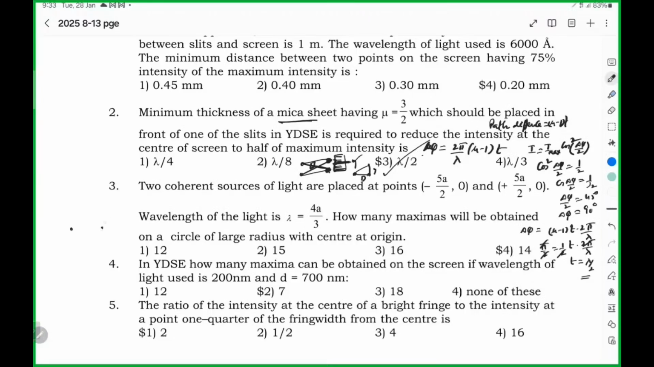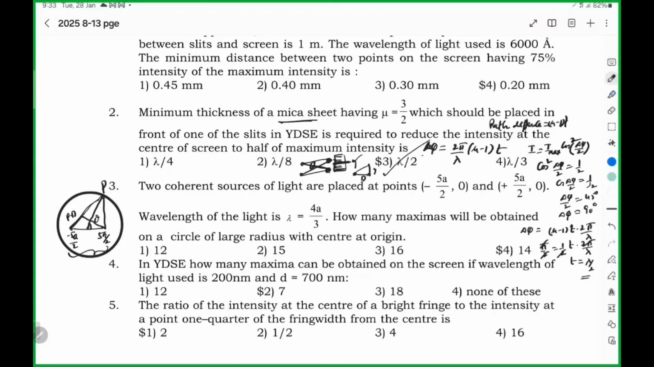So how many maximas are obtained? Let us take a circle here. Here you have minus 5a by 2, and this is 5a by 2. Here is a point. If we drop a perpendicular, this becomes a path difference. Let us take this angle as theta.